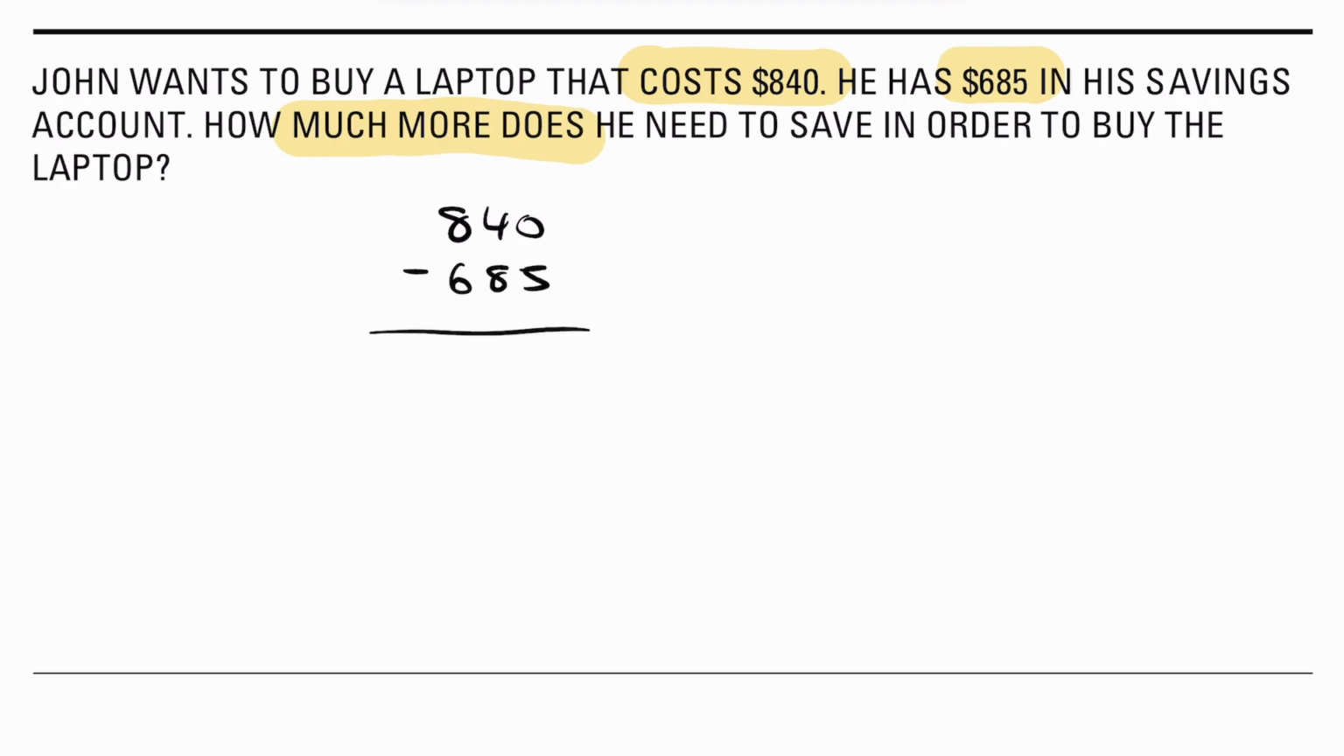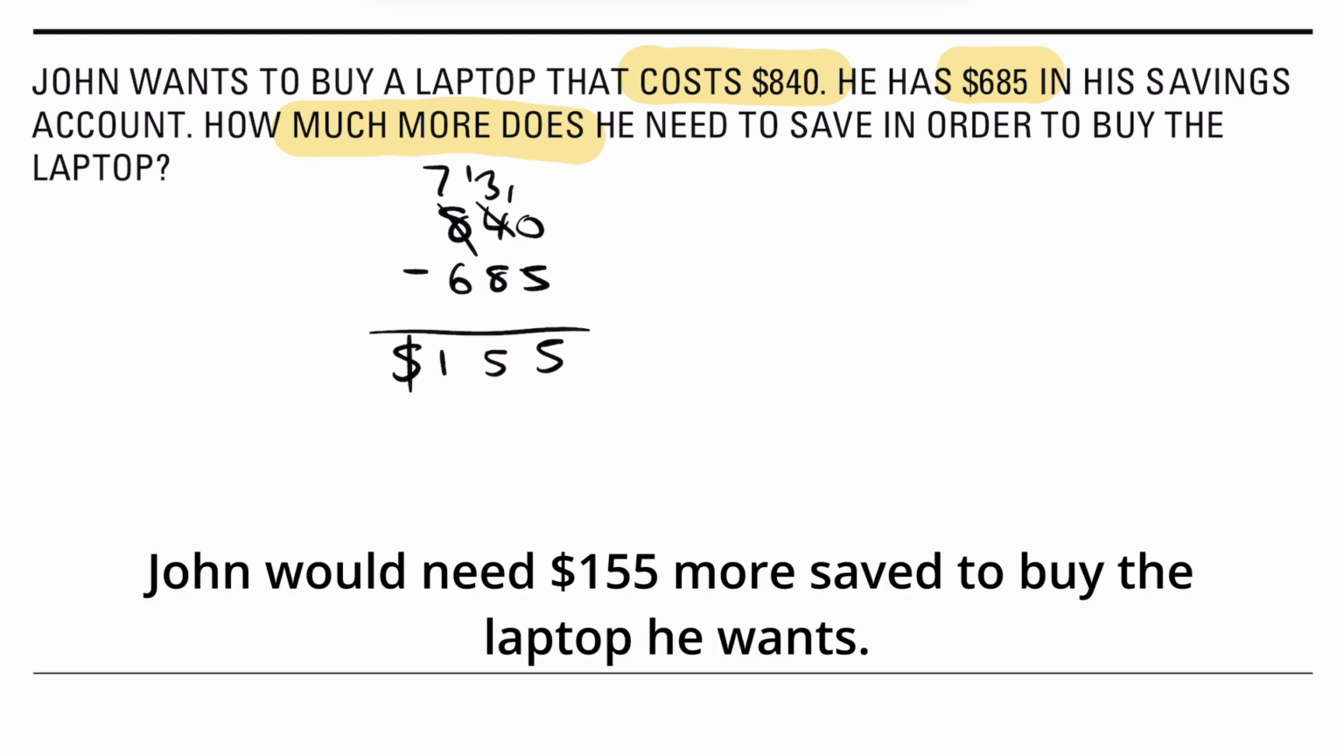We would then just do our normal procedure. So we'd borrow from there. 10 minus 5 would be 5. 3 minus 8, we would need to borrow again. 13 minus 8 is 5. And then 7 minus 6 is 1. And so how we would answer this is John would need $155 more saved to be able to buy his laptop, or the laptop he wants.